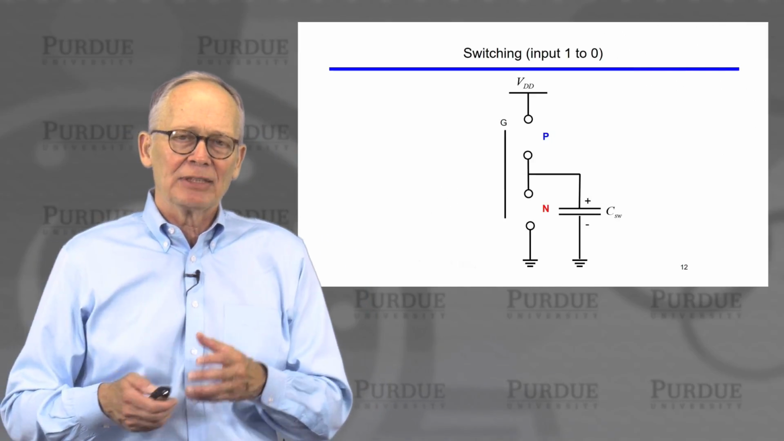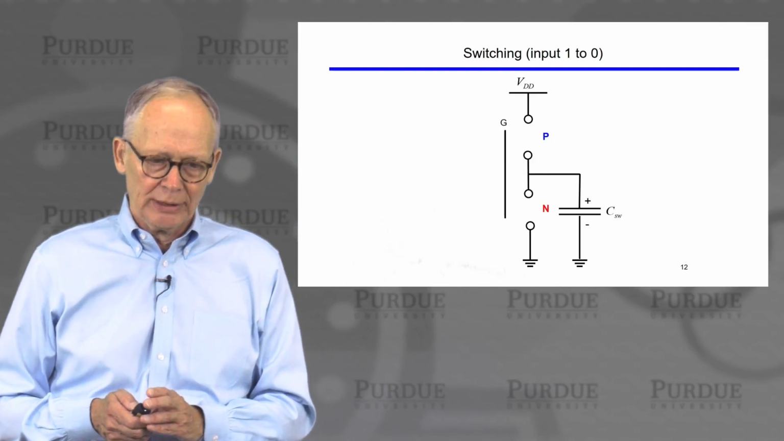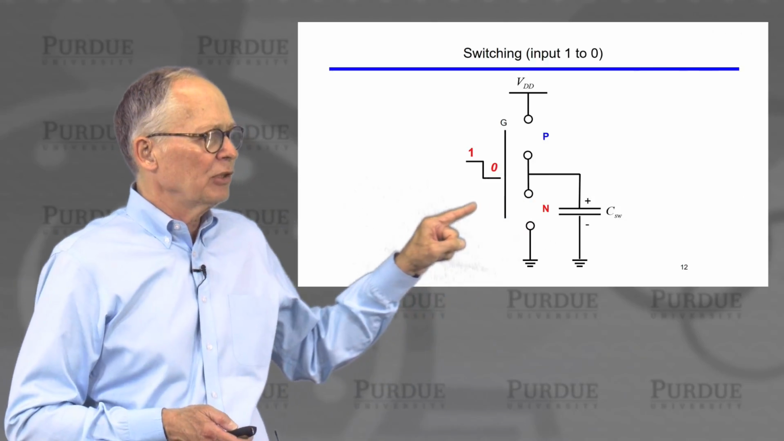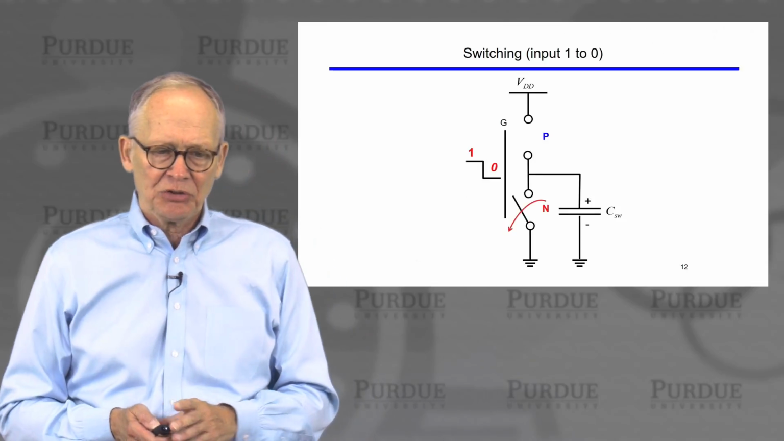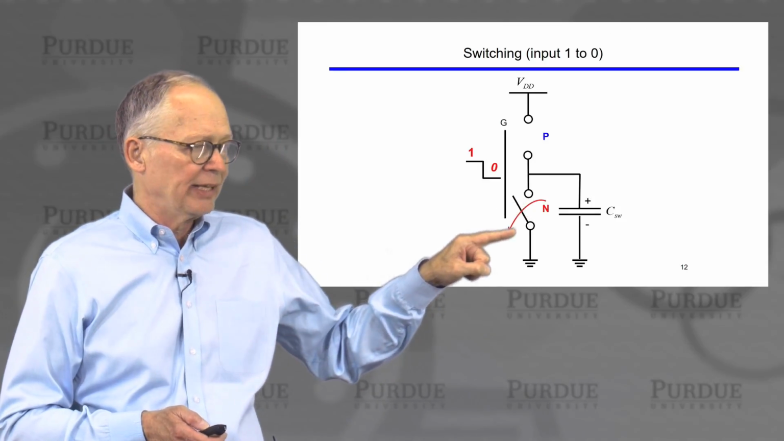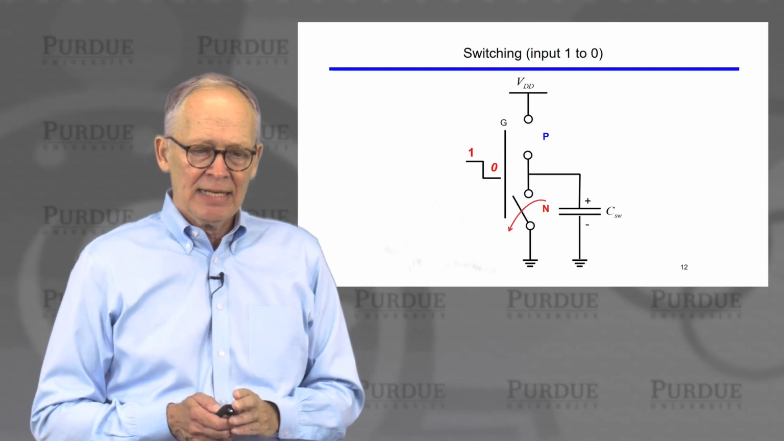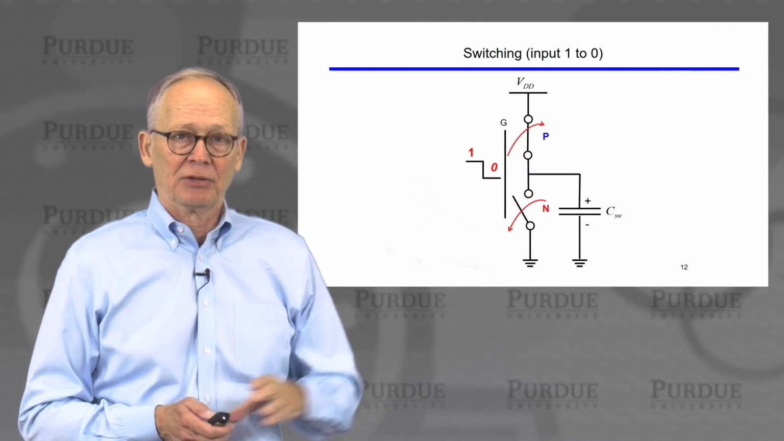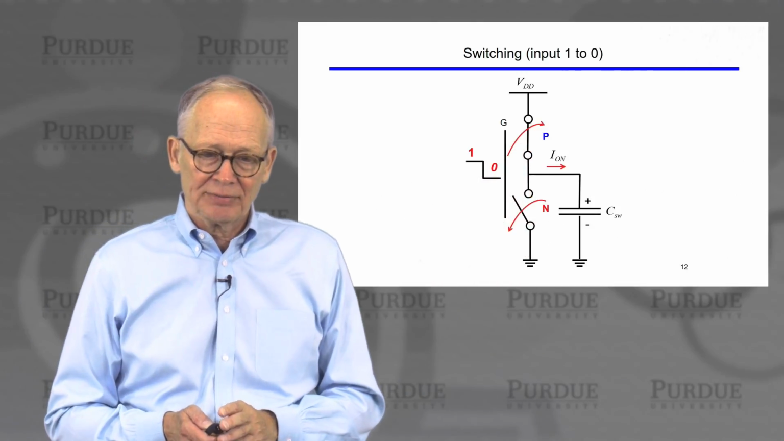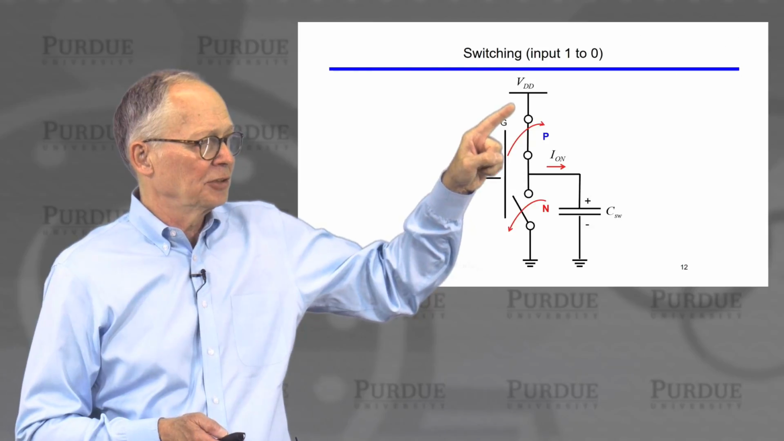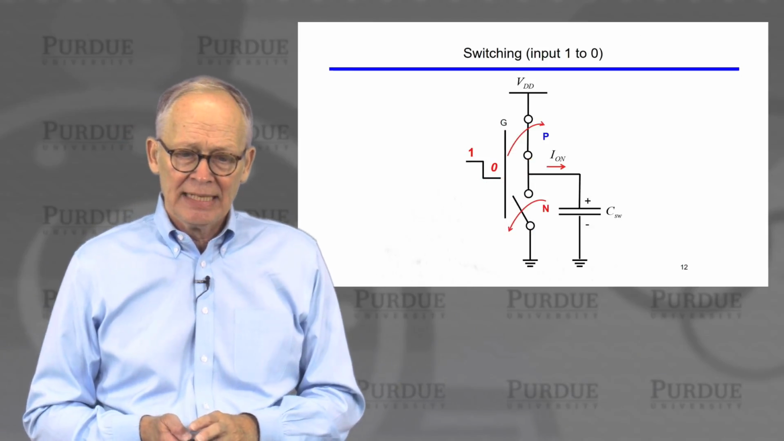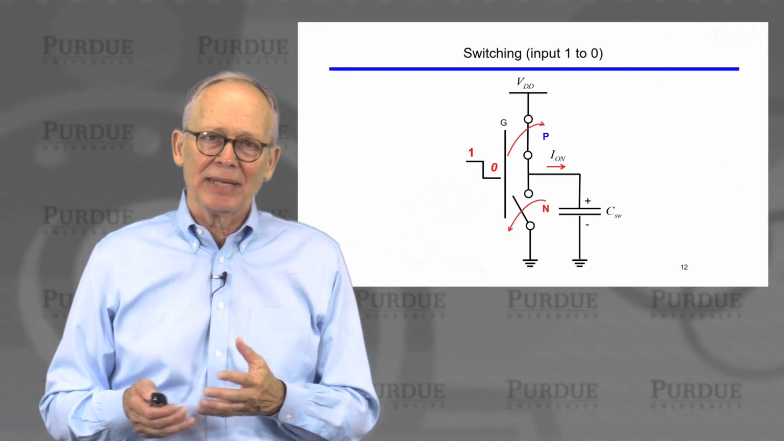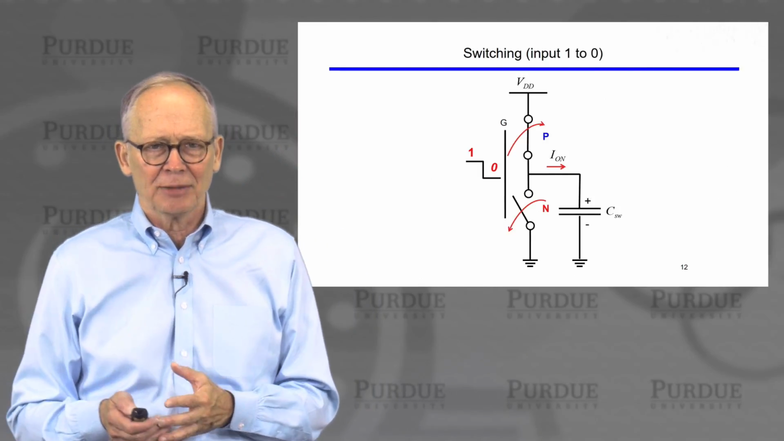So let's think about what happens as we switch. If we look at a 1 to a 0 transition on the gate, when we switch low, that will open the N-channel device, and that will close the P-channel device. Since the P-channel device is closed, we have a direct connection to the power supply. Current flows down and charges this capacitor. This capacitor I've labeled C sub SW. We call it the switching capacitance.